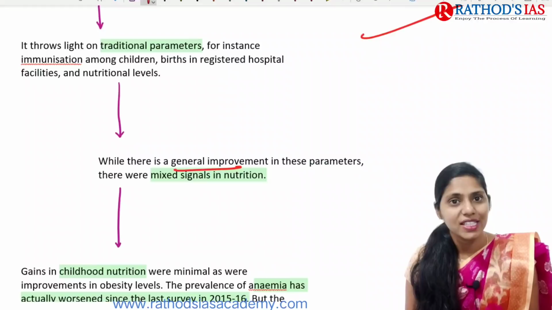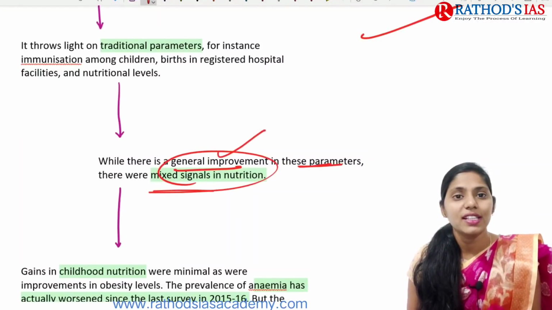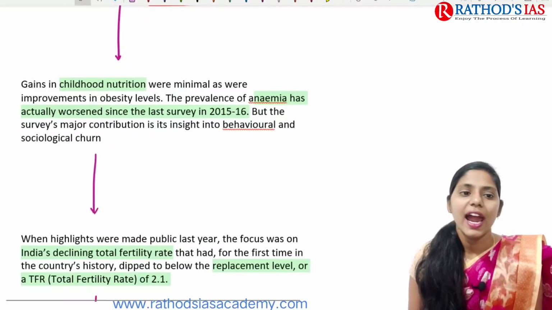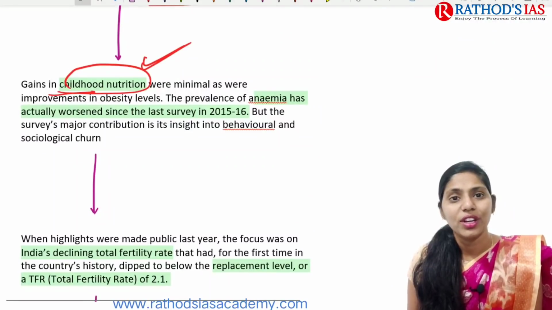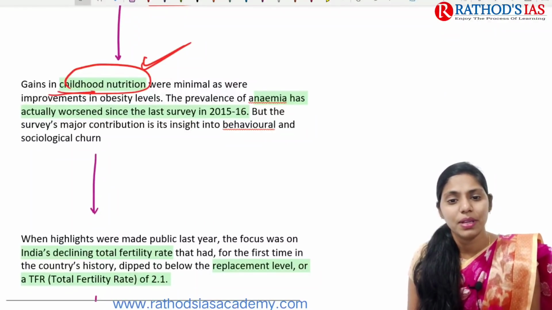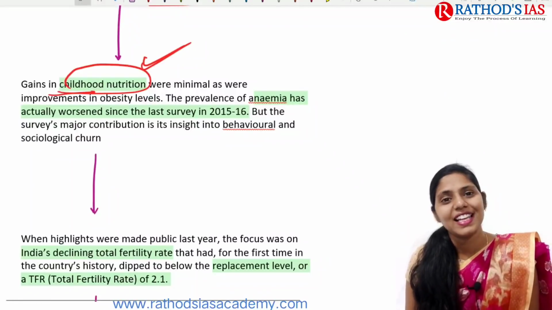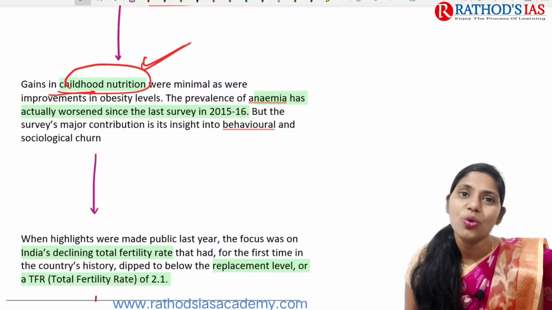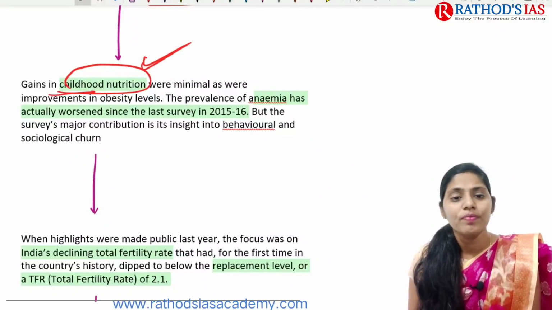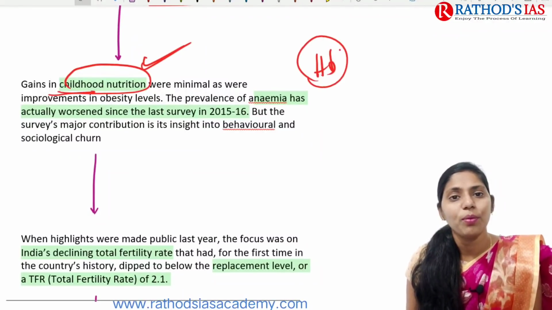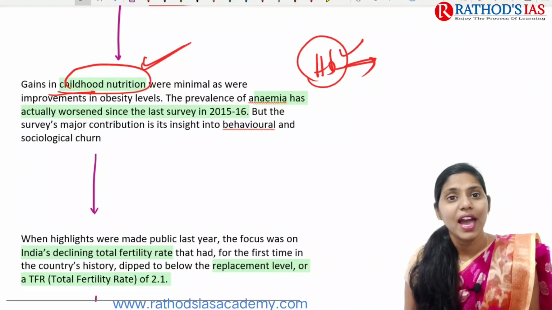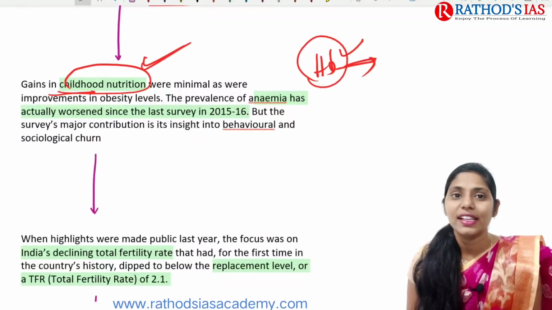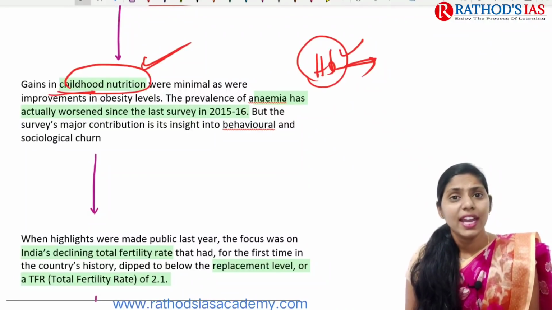There is general improvement in these parameters, but there are mixed signals regarding nutrition according to this report. On child nutrition, the improvement is very minimal, and there is also a mere improvement in obesity levels. The survey says that anemia is a low blood content, especially low hemoglobin. Hemoglobin is very important for carrying oxygen to all parts of the body, so anemia has impacts like giddiness, weakness, lethargy, and fatigue. These are some signs and symptoms of anemia.